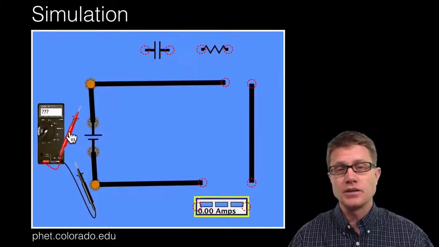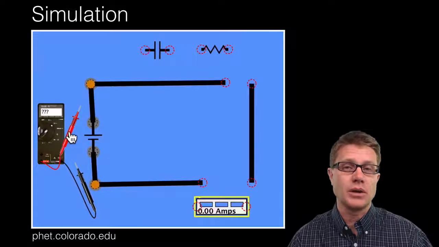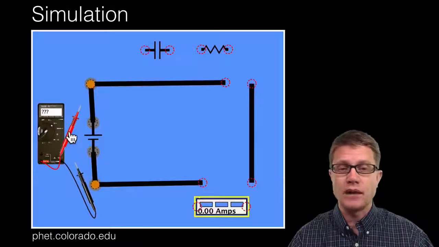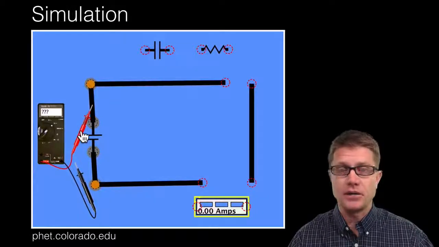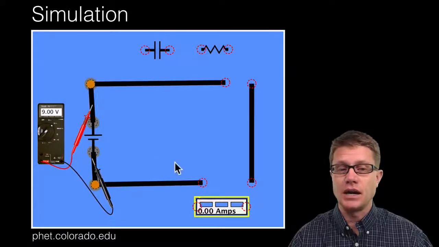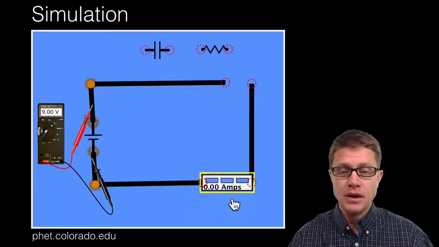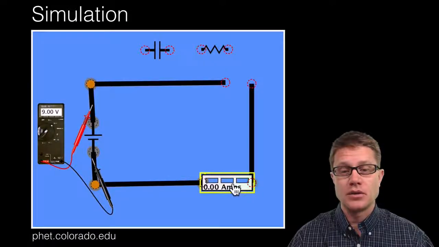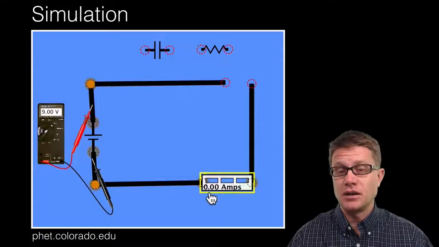Let's use a PhET simulation to look at a simple circuit. What we have right here is a battery, and if I hook up a voltmeter, you can see that we're going to have a potential difference of 9 volts across that battery. If we put an ammeter in here to measure the current, you can see that there's not going to be any current.